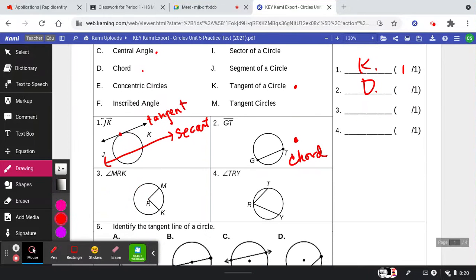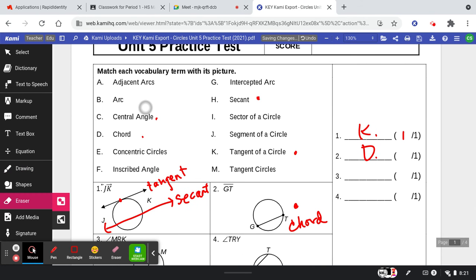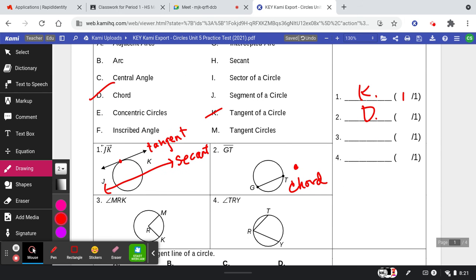All right, here we go. Number three. Anybody have an idea? To speed this along so you guys have plenty of time for a test, please share if you think you know what it is. Number three, what word do we think that is? And by the way, when we use one, go cross it out. So we used chord and we used tangent. Okay, what is this thing right here?